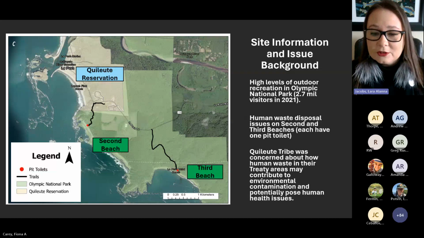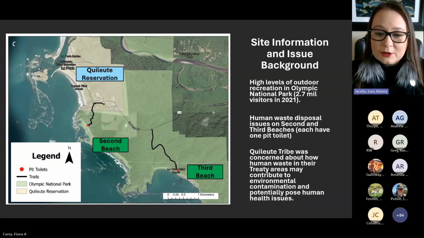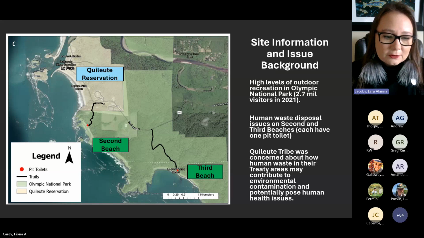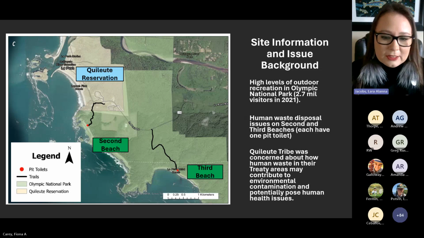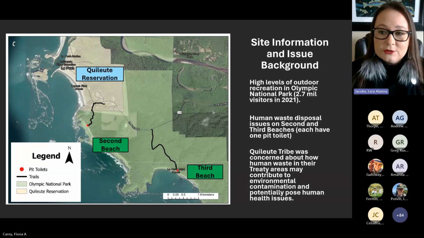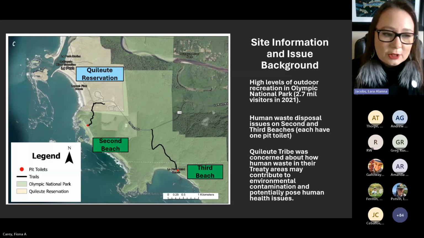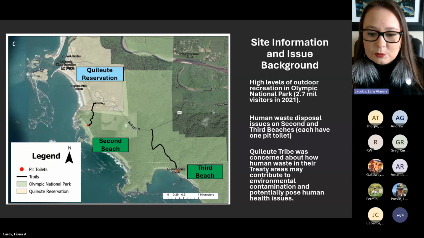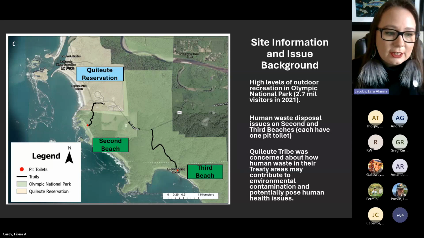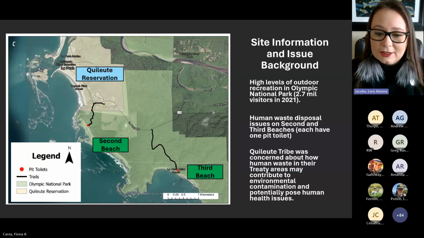We're all very aware, I'm sure, that there's pretty high levels of outdoor recreation occurring in Olympic National Park. In 2021, when we did our field season, there was 2.7 million visitors to the park at large. And for many years now, human waste disposal issues really throughout the Olympic Peninsula have been prolific on the beaches. And we were focusing on the treaty lands of the Quileute Tribe to understand the human waste disposal issues on 2nd and 3rd beaches specifically.